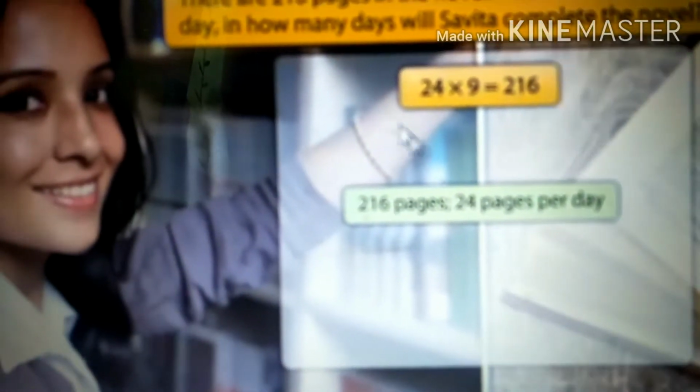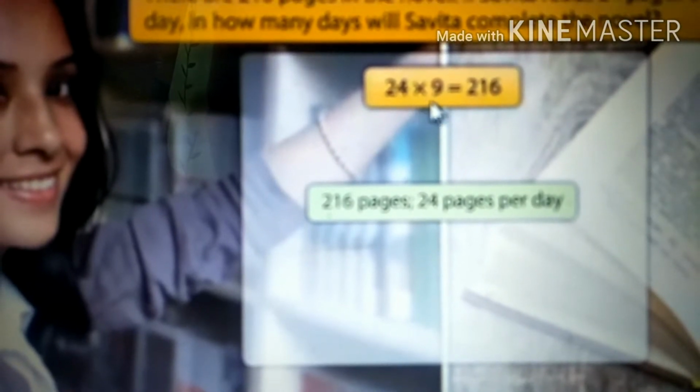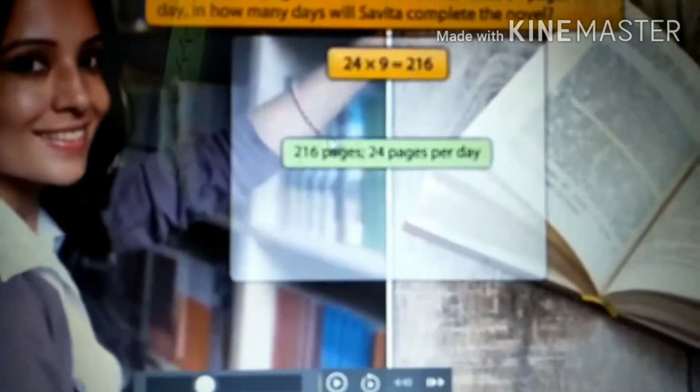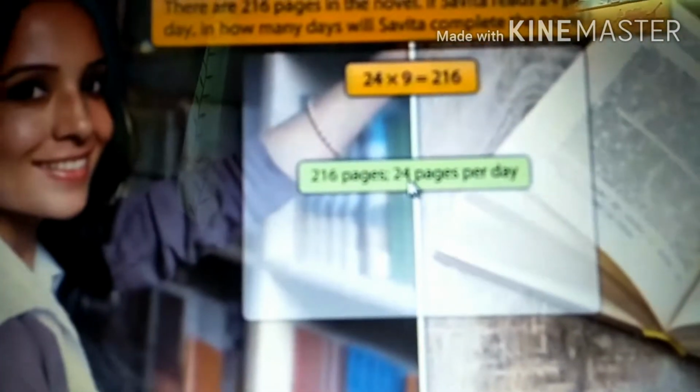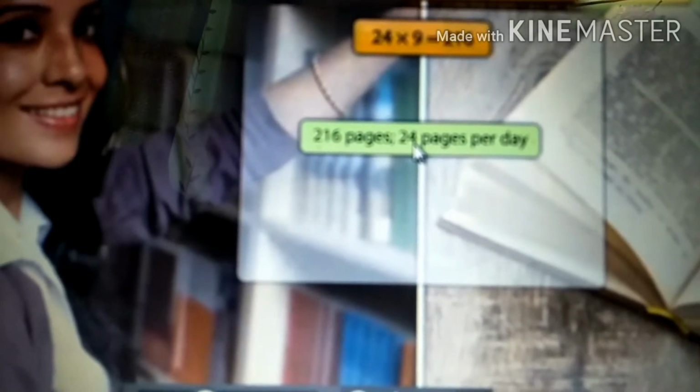So here 24 multiplied by 9 is 216. Here the 216 is the number of pages. 24 is nothing but the number of pages Savita reads in one day.